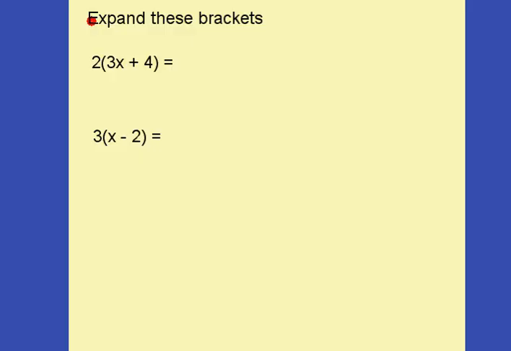In these questions, we're asked to expand the brackets. What this means is that everything inside the bracket has to be multiplied by the number outside the bracket. 2 times 3x gives me 6x, and 2 times 4 gives me 8. For this question, 3 times x gives me 3x, and 3 times minus 2 gives me minus 6.